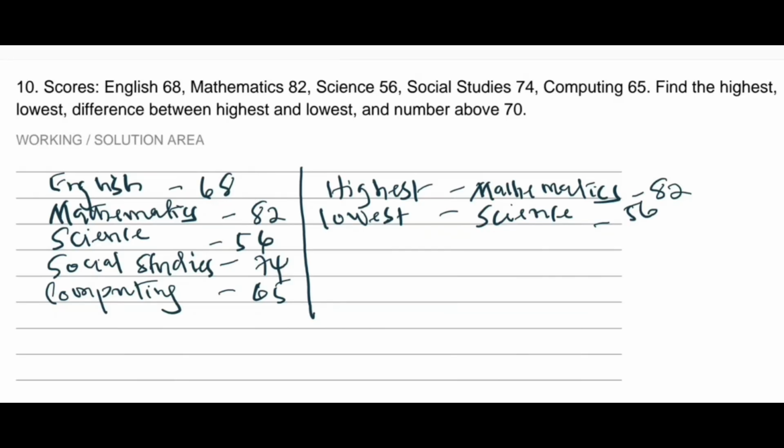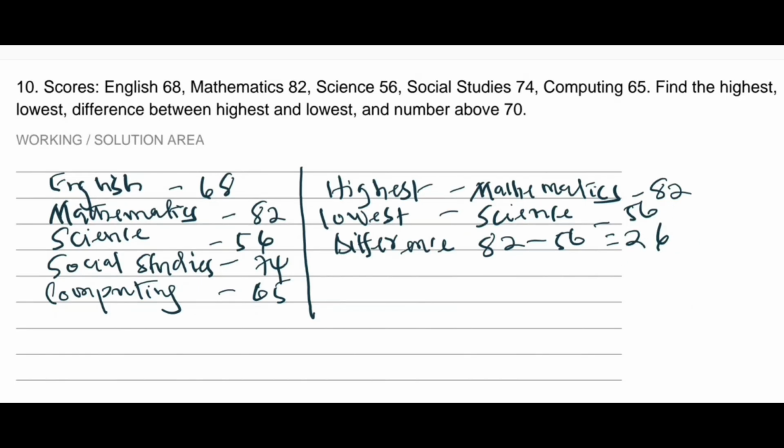The difference between the highest and the lowest. When they say the difference between the highest and the lowest, do you understand? The difference is the highest score minus the lowest score. So over here, the highest is 82. So the difference is 82 minus 56, which will give us 26.